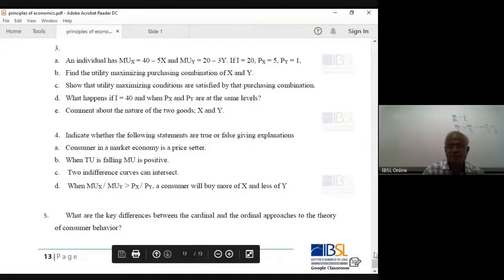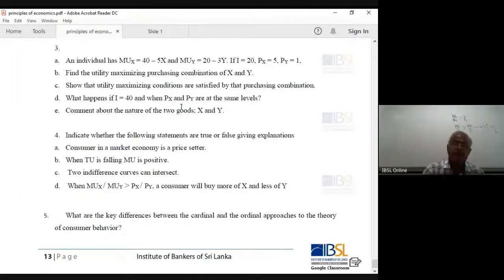Now we completed except question number 3. Question number 3, you can try, and if you cannot do that, let me try that next week. Of course it's not a difficult question. You use the equilibrium approach: MUx over MUy equals Px over Py, plus the budget constraint Px X plus Py Y equals I. Then you get 2 equations with 2 unknowns. You can solve for X and Y. Try that. Homework question.